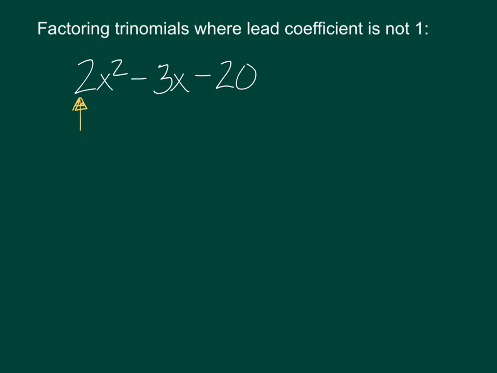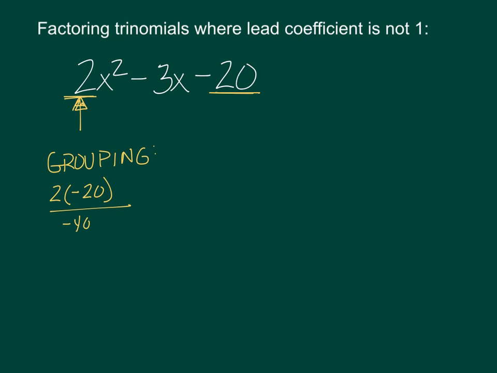So the first thing that we're going to do, there's two methods to do this. The first one is factoring by grouping. So I'll show you that one first. We're going to start by multiplying the first term and the last term. So 2 times negative 20. That'll give us negative 40.